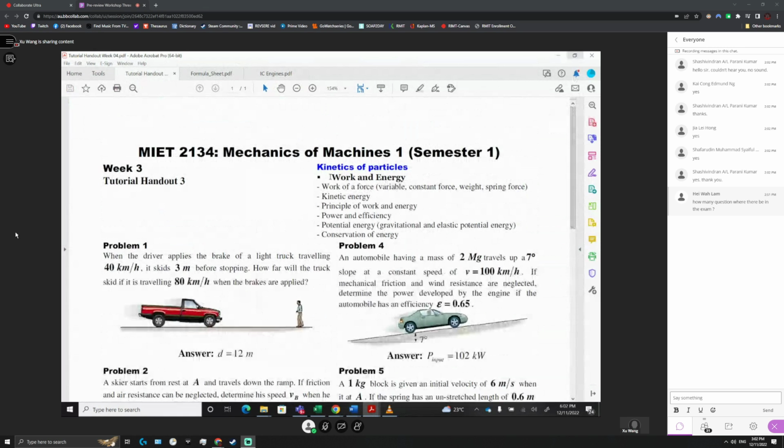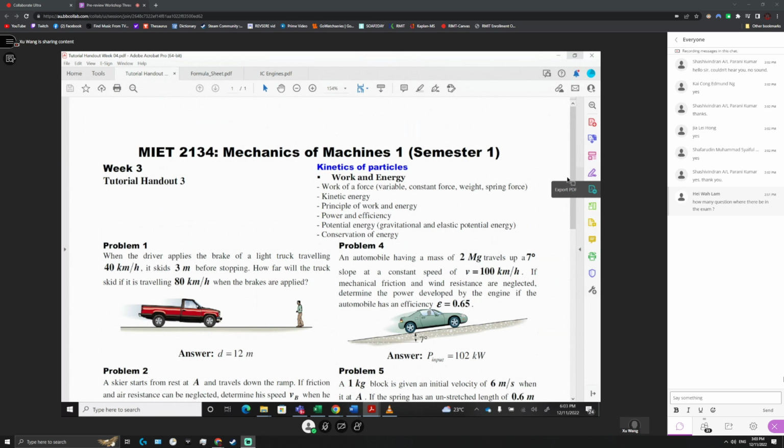So basically, this week 4 question focuses on work and energy. Use the conservation of energy. Work of a force, including variable force, constant force, weight, or spring force. Kinetic energy, half mv squared. Principle of work and energy, power and efficiency, and the potential energy, which is gravity potential or spring potential. And those conservation of energy. That's the basis, just the principles we studied for this week 4.